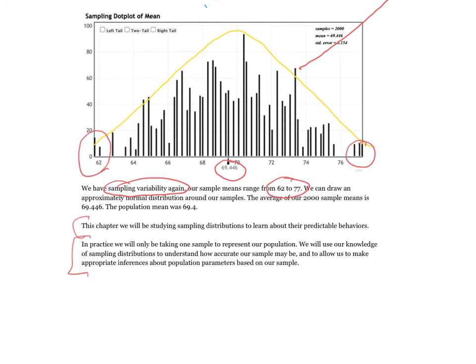Now, this is an important point. In practice, we'll only be taking one sample to represent our population, but we will use our knowledge of sampling distributions to understand how accurate our sample may be, and to allow us to make appropriate inferences about population parameters based on our sample. So in reality, if you're being a statistician out in the world, you would get one sample, okay? But knowing how samples behave, we can say we're more likely to get a sample that's pretty close to the actual mean than we are to get one that's really far away from the mean on either end, okay? And as we learn about this, we'll be able to use that one sample to estimate that population parameter.